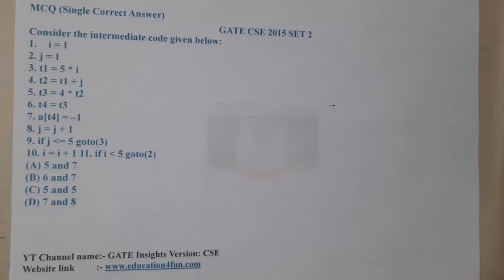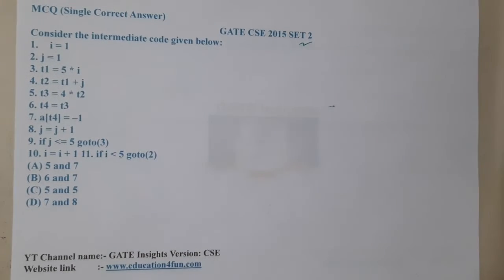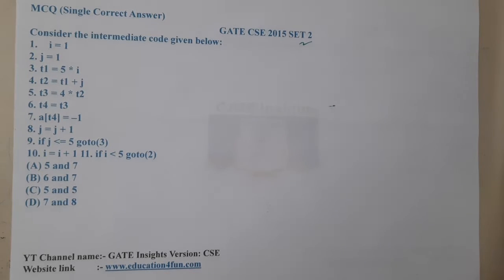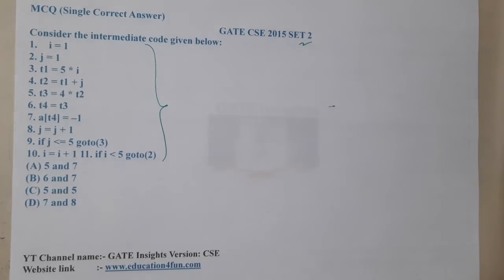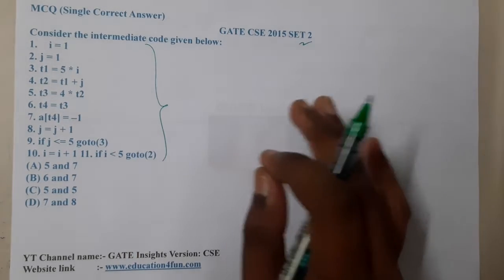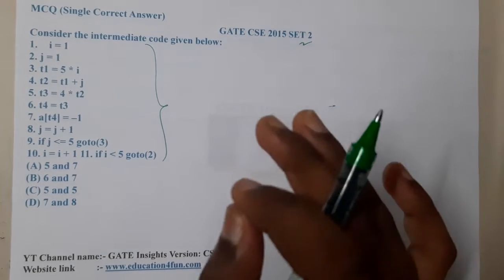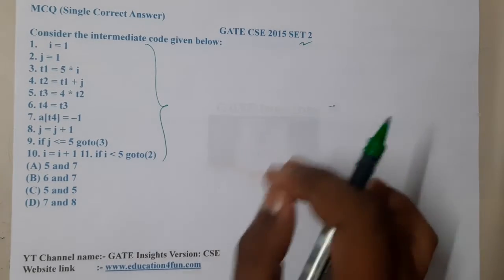In this lecture, let us go through the next question. This question belongs to GATE CSE 2015 set 2. The given question is: consider the intermediate code given below. I think there is something missing in the question. Obviously there is something missing. So this is the code which they give. After that, they asked the number of nodes and edges in the control flow graph constructed by the above code.